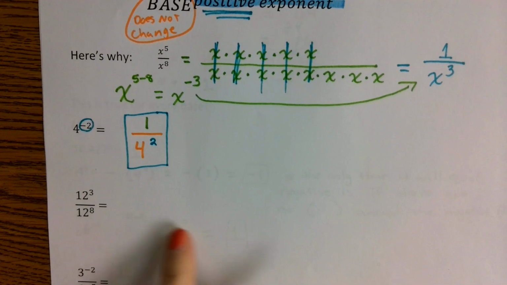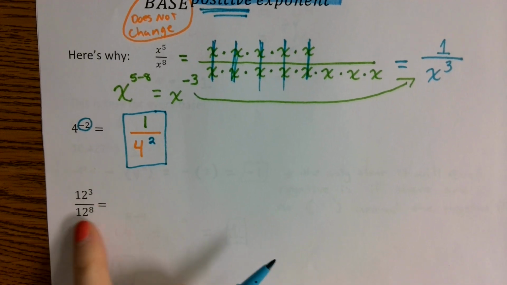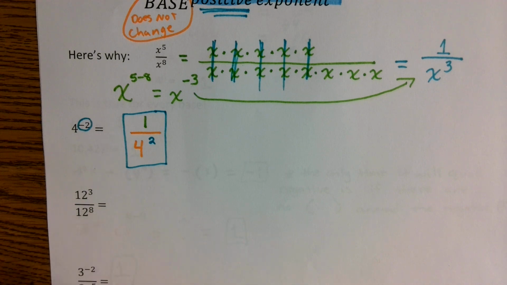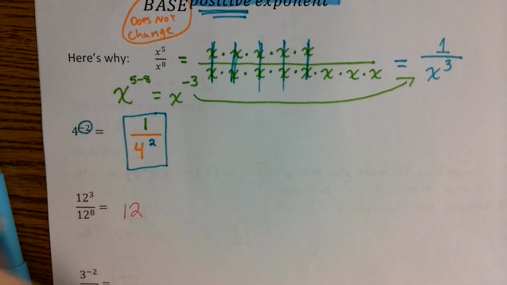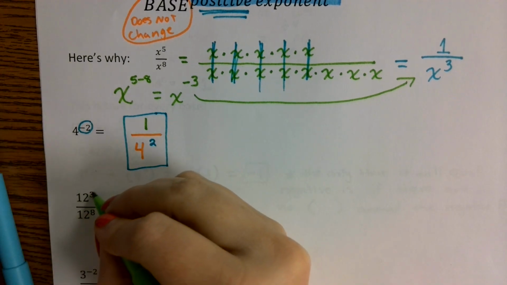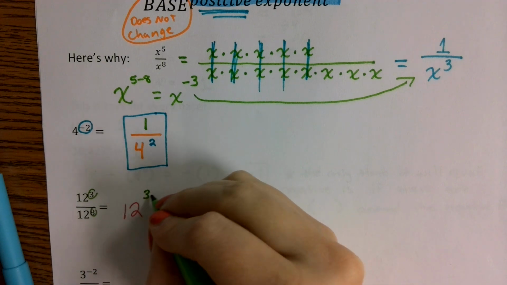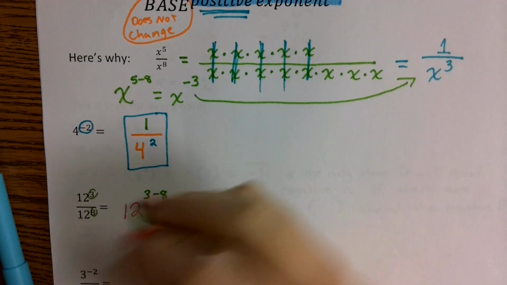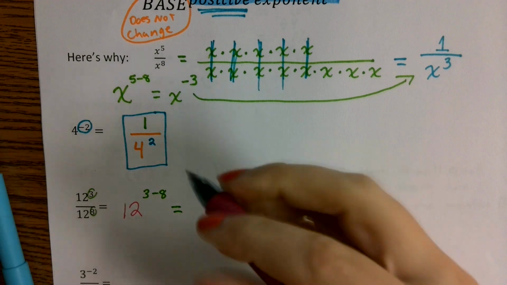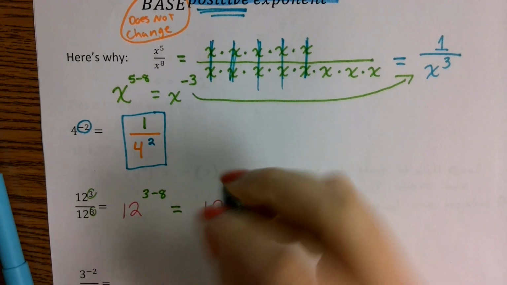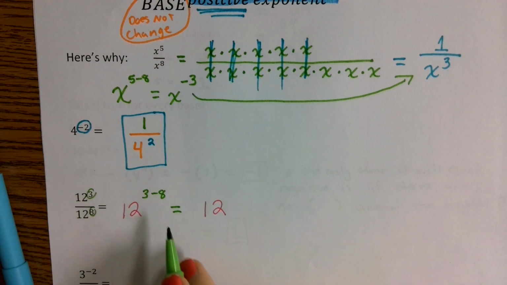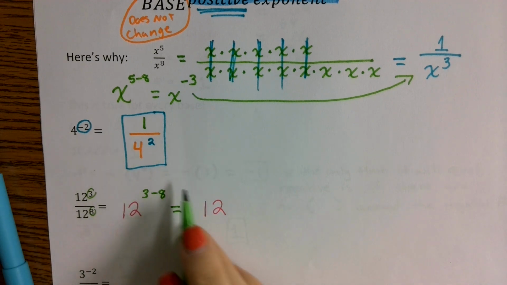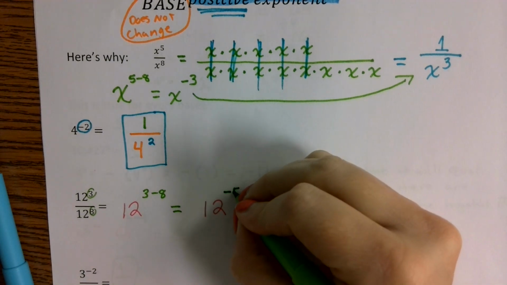Okay, if we look at the next problem, we have 12 to the third over 12 to the 8th. We've got to follow our rules first. Remember, our rule says we keep the base, we subtract these exponents, so we're going to do 3 minus 8. What is 3 minus 8? Negative 5, not 5, negative 5. The order that you're subtracting matters because we're now creating a negative.